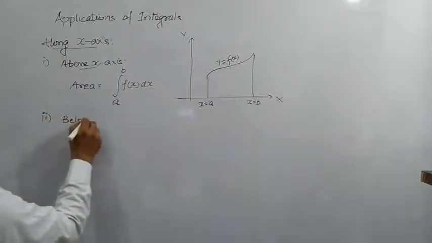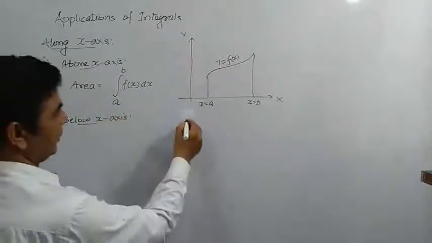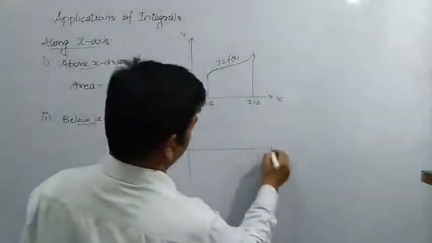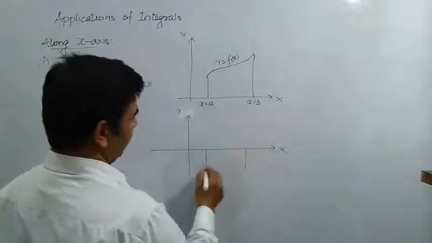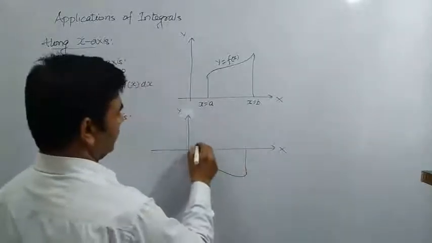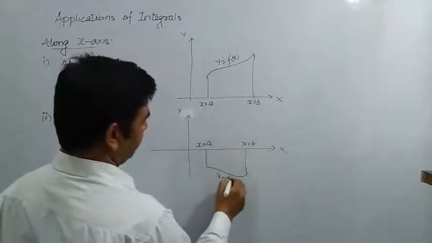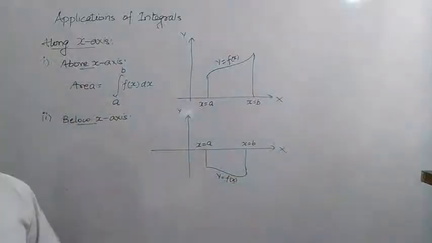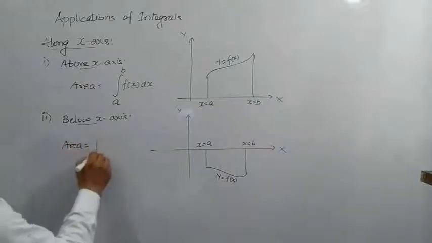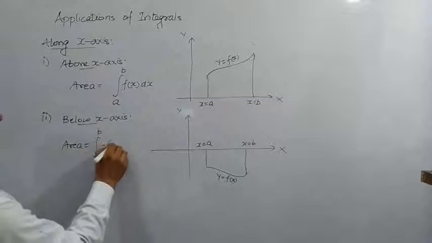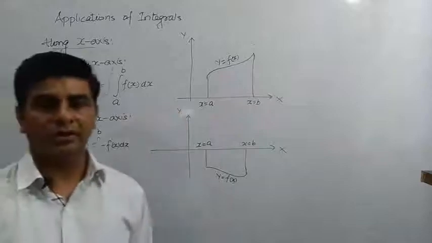Now in case it is below the x-axis, it is like this. This is your x-axis, this is your y-axis, and this is the curve. This is x is equal to a, and this is x is equal to b, and the function is given as f of x. Then the area of this bounded region is given by the integral from a to b of minus f of x into dx. The negative sign is to be used if it is below the x-axis.